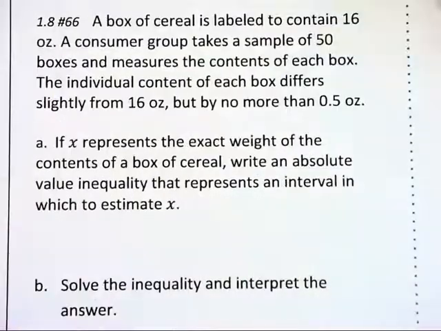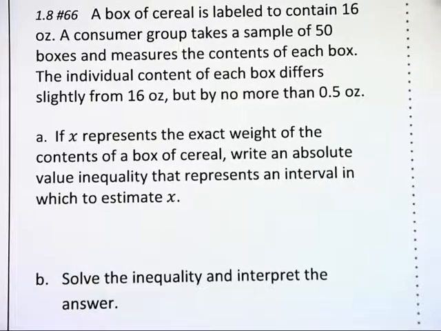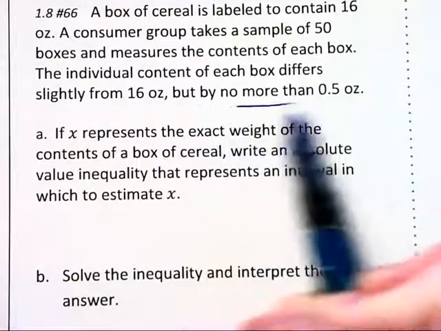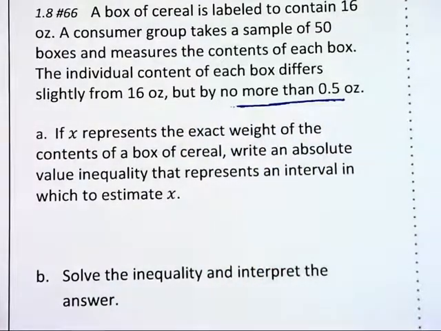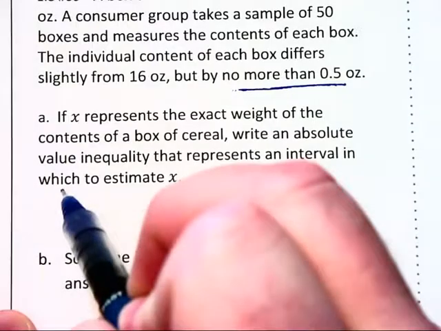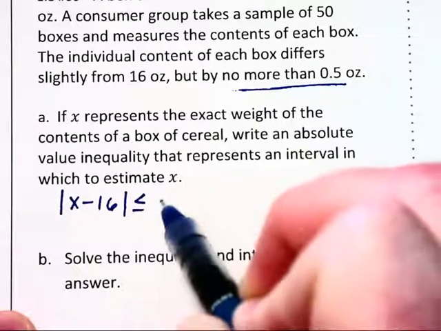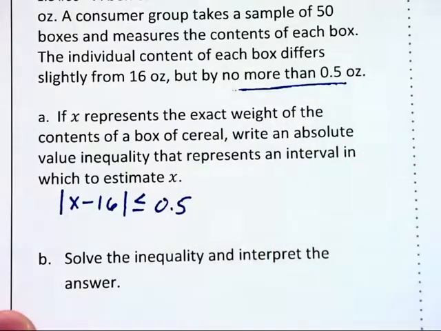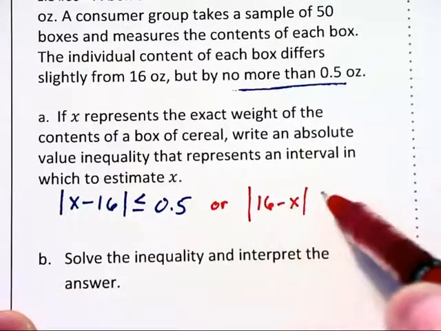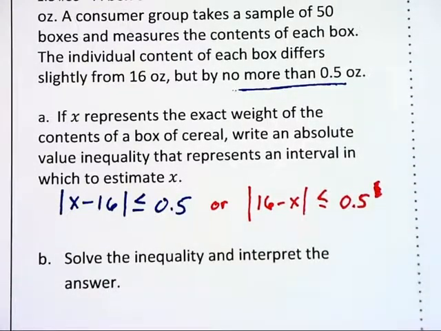Part A, if x represents the exact weight, write an absolute value inequality that represents an interval to estimate x. We want the box to differ by no more than 0.5 ounces. It's allowed to differ by 0.5 ounces, which means we can have an equal sign there. So we're going to have the absolute value of x minus 16, differ by subtracting, less than or equal to 0.5. And since we don't know which is larger, we do have the option of having the absolute value of 16 minus x less than or equal to 0.5. Either one of those is acceptable.